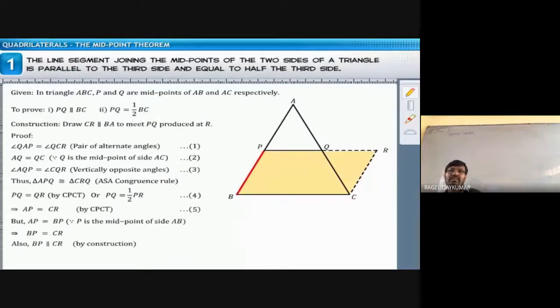Therefore, it is a parallelogram. Which one? BP is equal to CR. BP is parallel to CR. Therefore, it is a parallelogram. So parallelogram is nothing but you can say that PQ is parallel to BC.